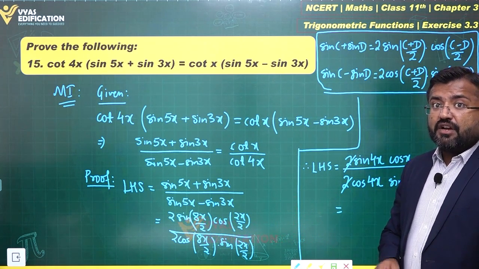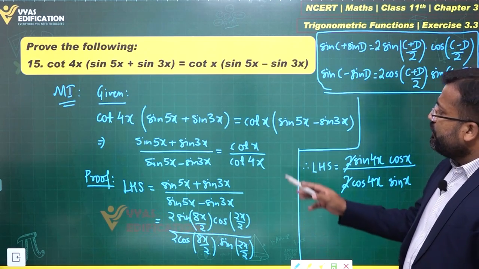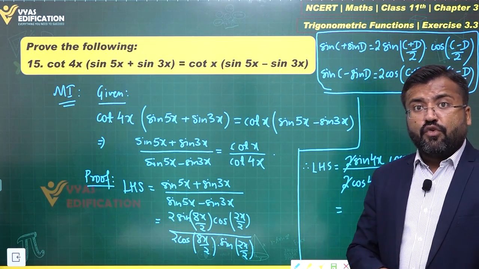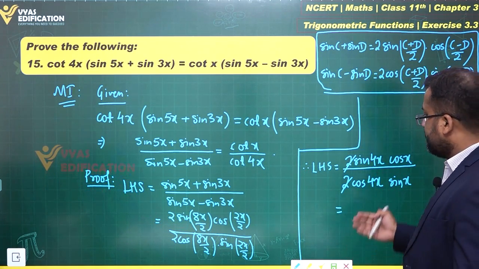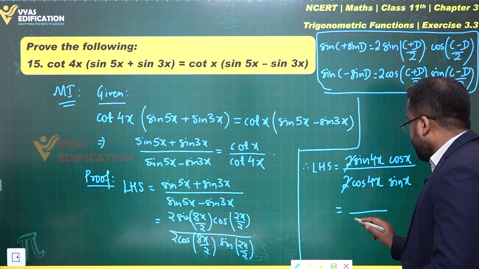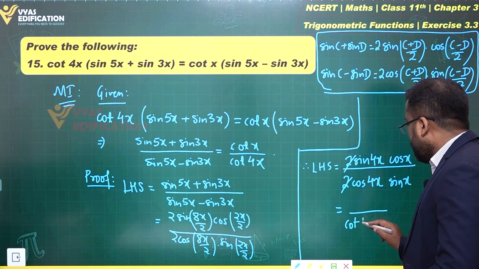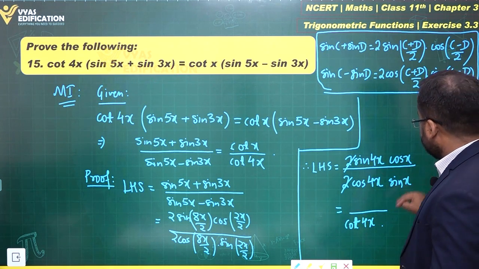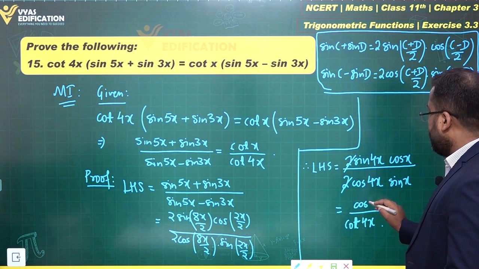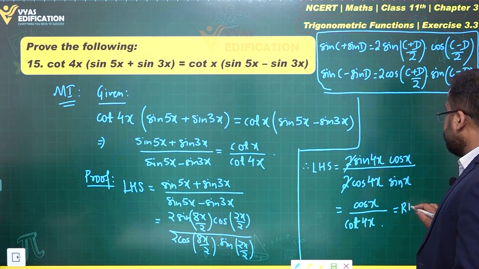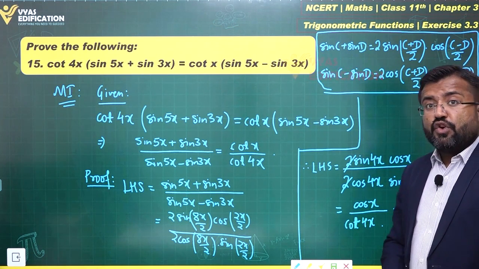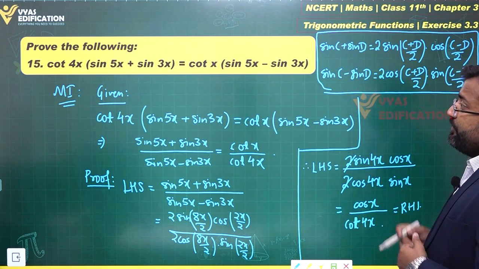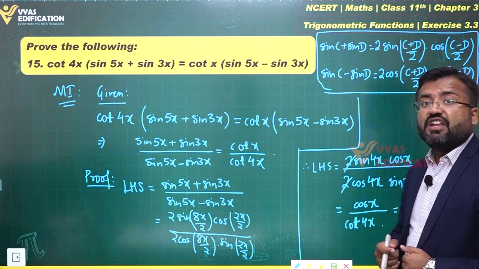In the numerator it can be converted into tan 4x, or if you want to write it in terms of cot 4x, let's write cos upon sine. In the denominator you have cot 4x. Okay. What about this? This is cos x upon sine x. In the numerator you have cos x, and is this equal to the RHS? Yes. And this is what you wanted to prove. So this is complete proof using this method 1.